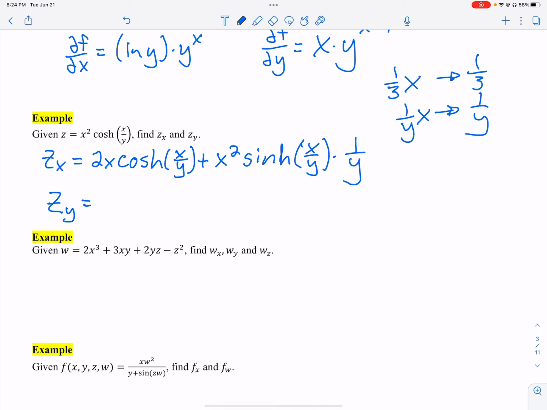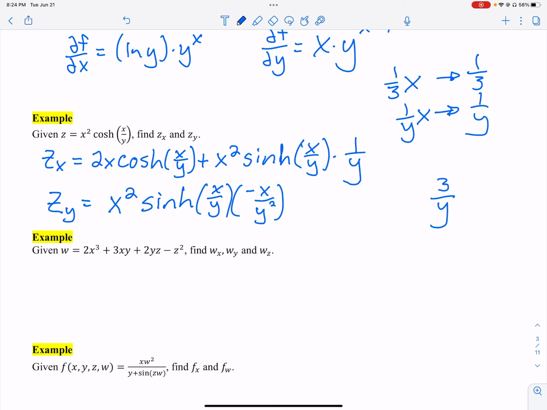Now I do with respect to y, it's not a product rule because I only have 1 y, so I get hyperbolic sine of the same argument, and then times its x. The x was going to stay, so this becomes negative x over y squared. That's the derivative of like 3 over y. All right, run through that and see how that works, and you'll see the pattern here. So there are our 2 answers.